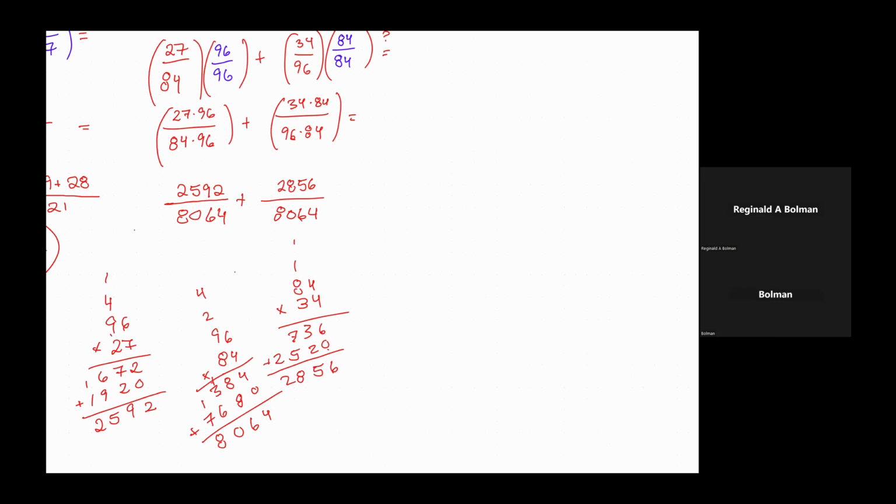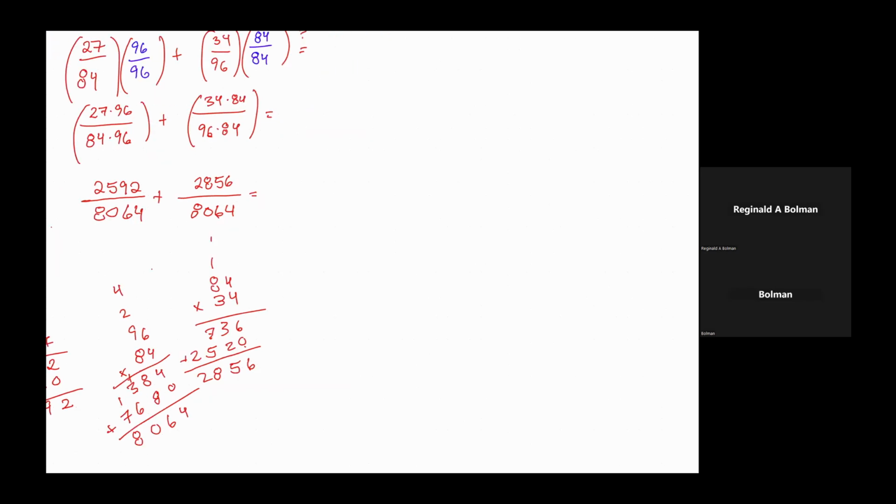Okie dokie. So now is the easy part. We know that whenever we're adding fractions and we have a common base, we simply add across the top. So I don't want you to do anything with denominators. We can just take a little bit of a sigh of relief. All we're going to do is denote the fact that we are going to add these fractions by taking 2592 and adding it with 2856 all over 8064. So now we're going to calculate what that is.